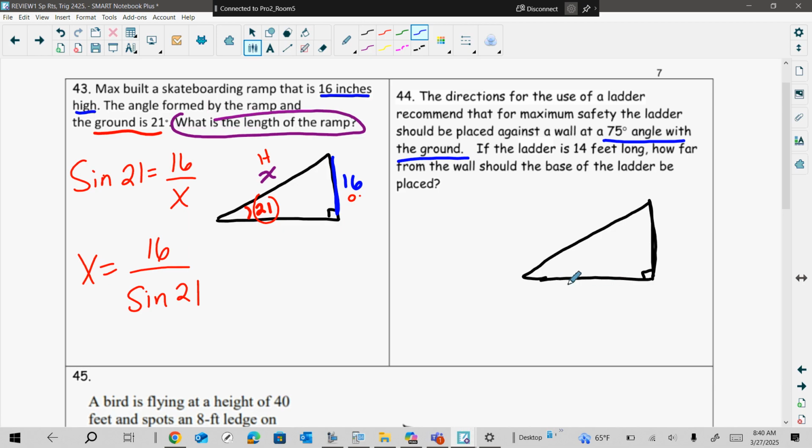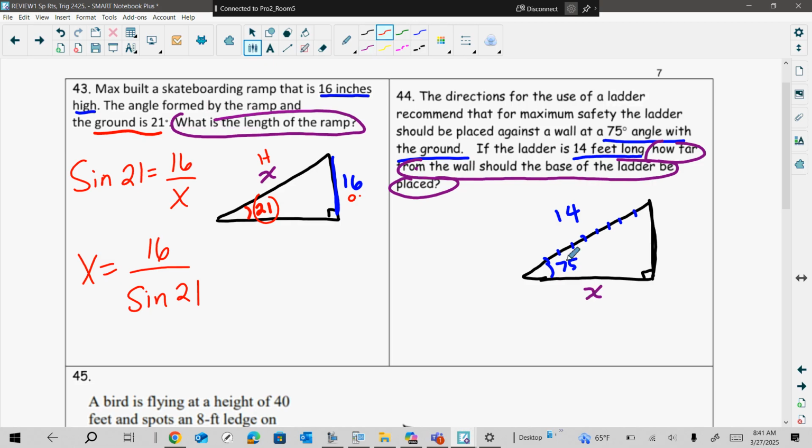The ground has to be the horizontal. So this is my 75. It tells us also that the ladder is 14 feet long, and the ladder is leaning against the wall, so that would be the hypotenuse here. The question is, how far from the wall should the base of the ladder be? How far from the wall is the horizontal distance?